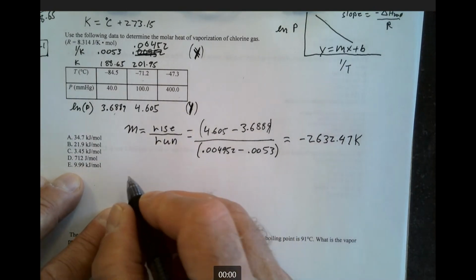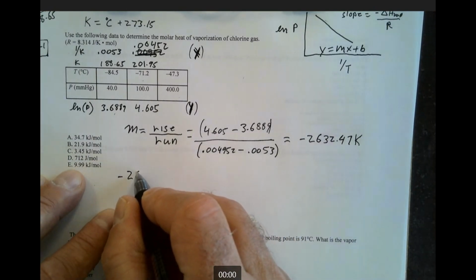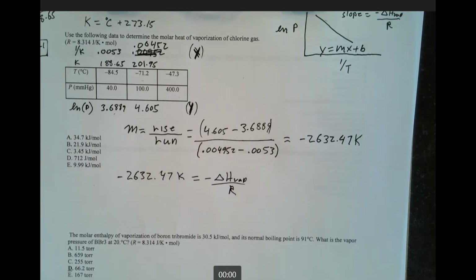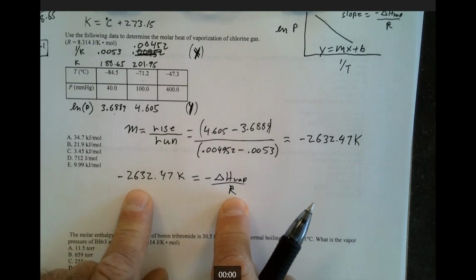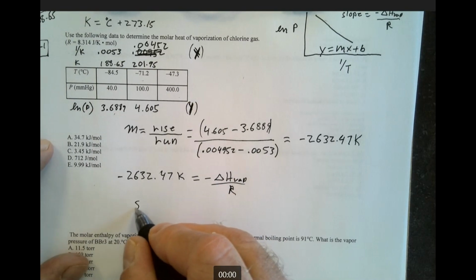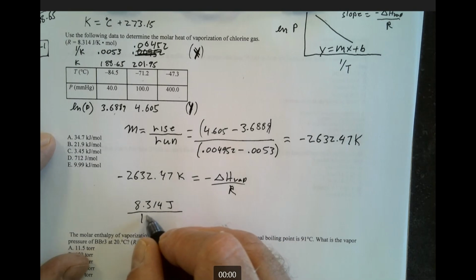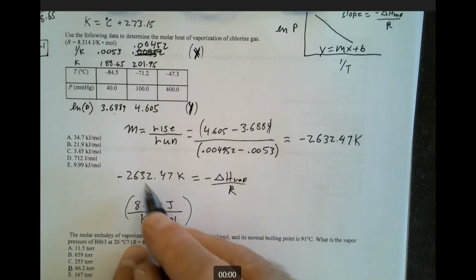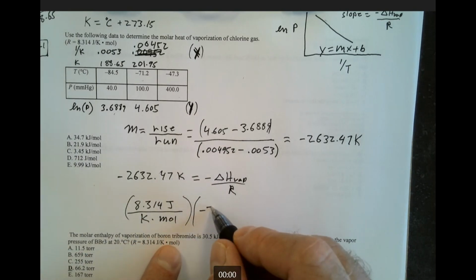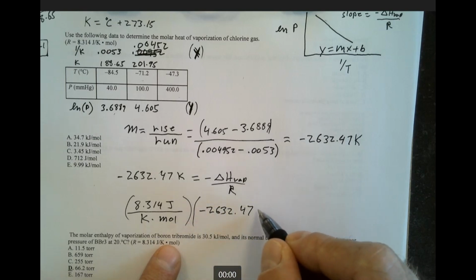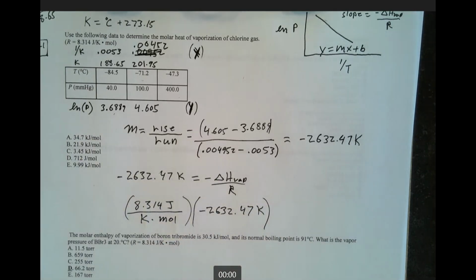Let me come down here and write it. We have a little better room. This equals negative the heat of evaporation over R. So now if I multiply both sides by R, and we're given R up here, I'm going to pull out my R. This is joules per Kelvin per mole. All right, now I'm going to multiply it by this number, negative 2632447 K. So I wanted to throw in some of those units there.